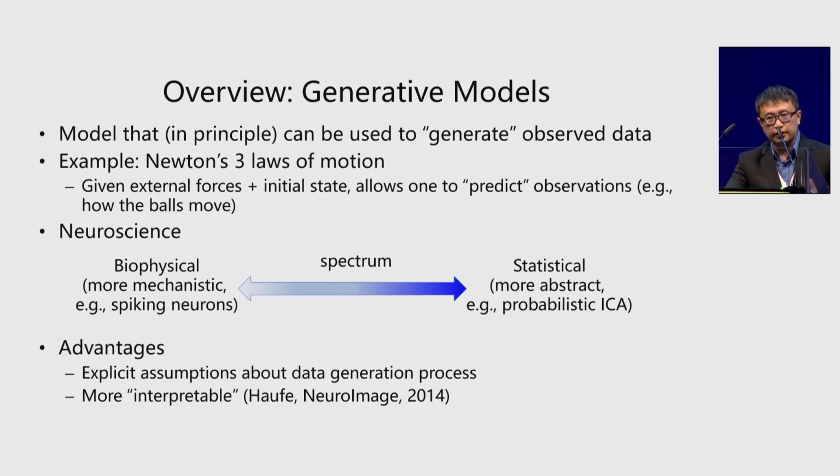The reason why I like to use generative models is that they in general make explicit assumptions about processes underlying the data, and therefore, I believe that these model parameters are more interpretable and can be used to derive insights in the brain. There's a very good article on this by Stefan Haufe in Neuroimage in 2014. I believe it won the best paper that year. If you have not read it, I highly encourage you to read it.